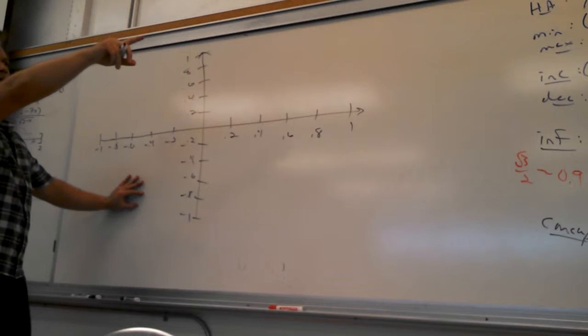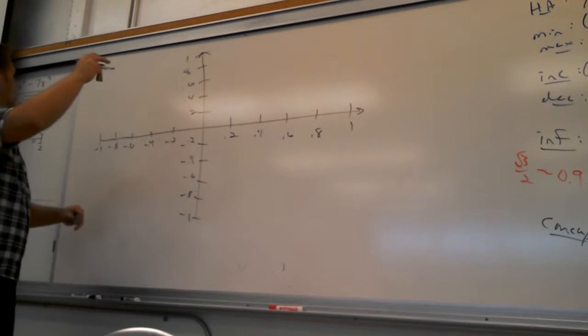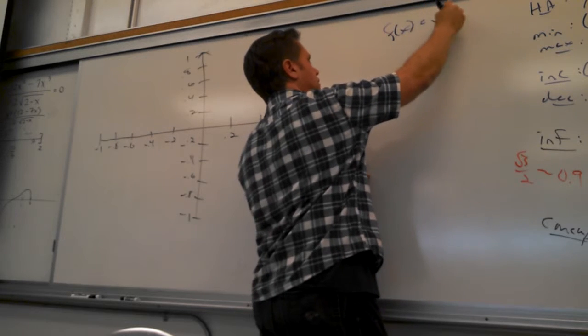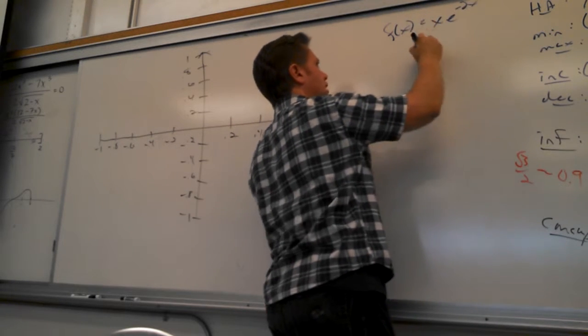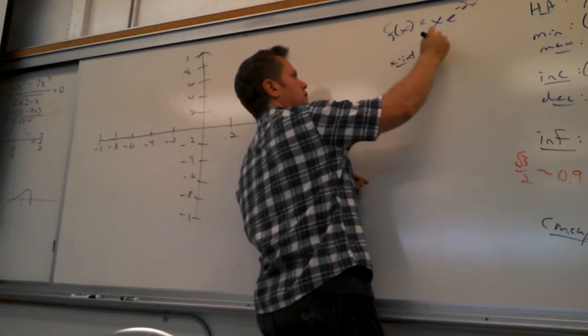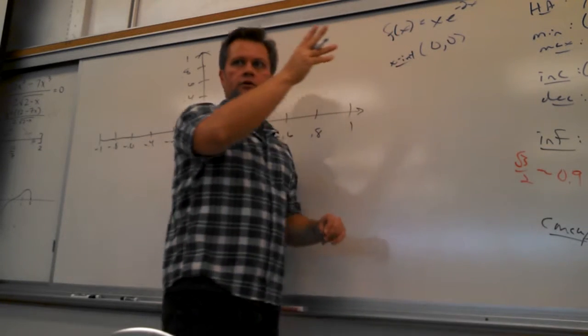So first off, what was my function? I forgot one more thing. x e to the negative 2x squared. So obviously one x-intercept is 0, 0. Would there be any others? Is there any other x value that would make that 0?